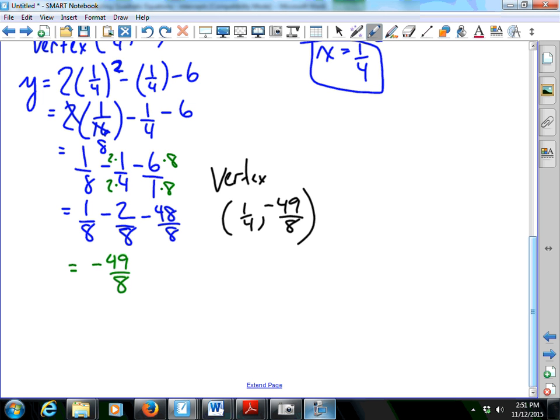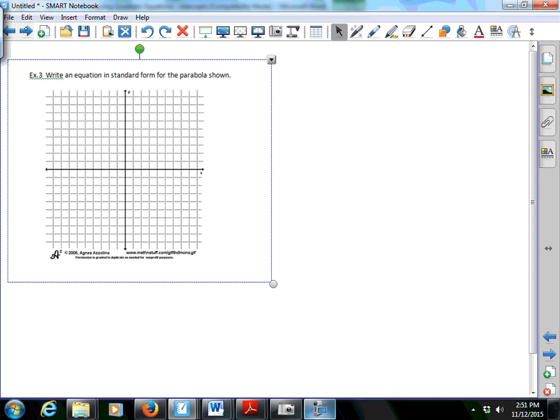Okay, hopefully that's okay. And finally, I think when I have you graph, it won't be anything that bad. This time, I'm giving you the parabola, and I want you to tell me what the equation is. Let's go with a scale of 1.